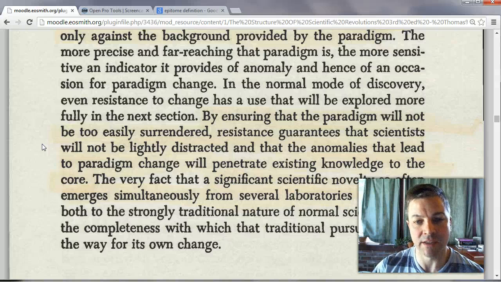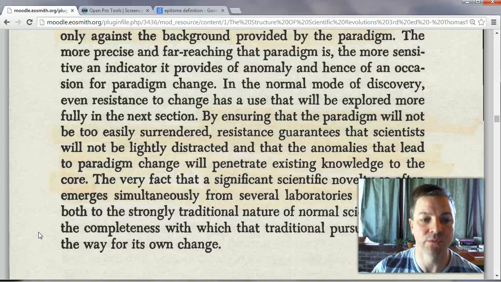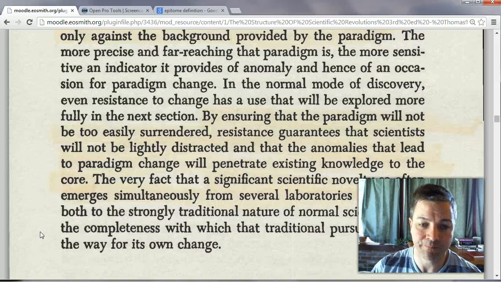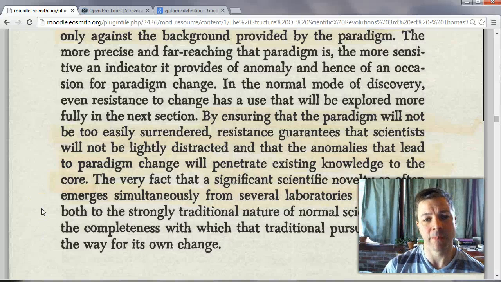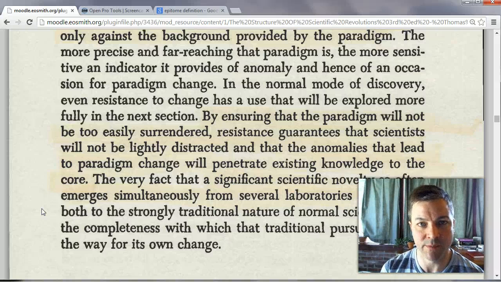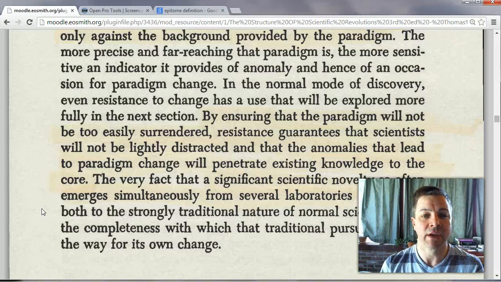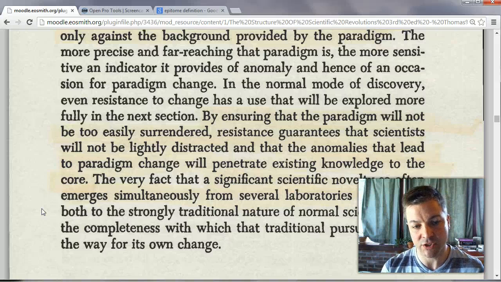The very fact that a significant scientific novelty so often emerges simultaneously from several laboratories is an index both to the strongly traditional nature of normal science and to the completeness with which traditional pursuit prepares the way for its own change. So this last paragraph gives us kind of a summary of what he's been saying, that these anomalies are generated by the paradigm itself, and that leads the way for the paradigm's change. And that's what we're going to get into in Chapter 10.